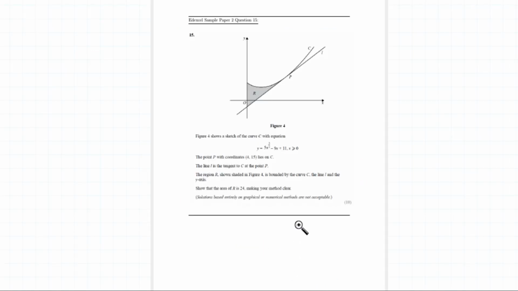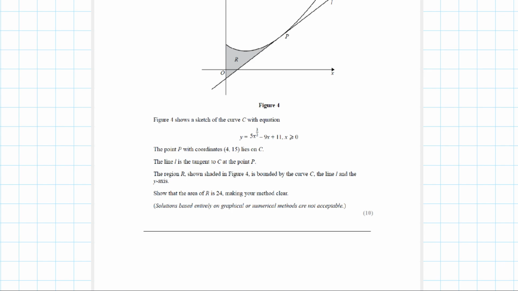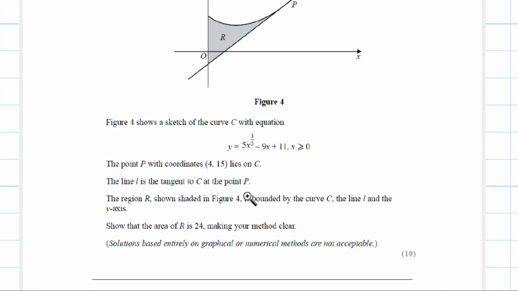Next question we have question 15. Figure 4 shows a sketch of the curve C with the equation y equals 5x to the power 3 over 2 minus 9x plus 11. The point P has the coordinates 4 and 15, and line L is tangent to C at the point P. The region R shown shaded in figure 4 is bounded by the curve C, line L and the y-axis. Show that the area of R is 24, making your method clear.